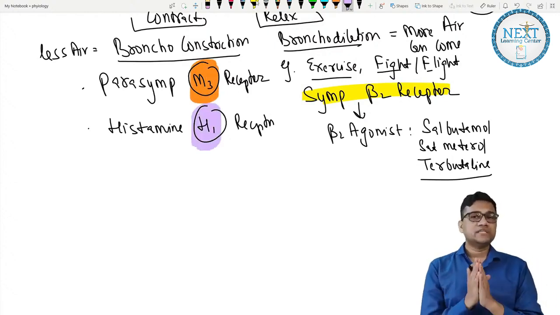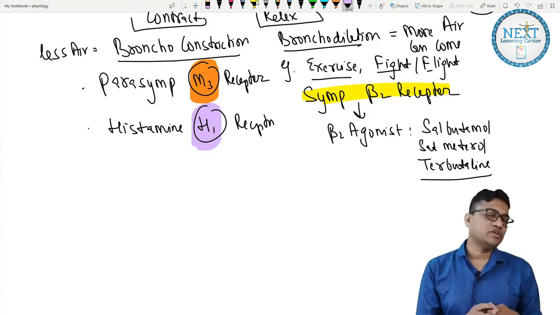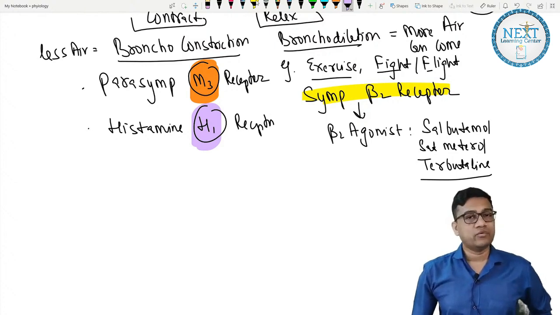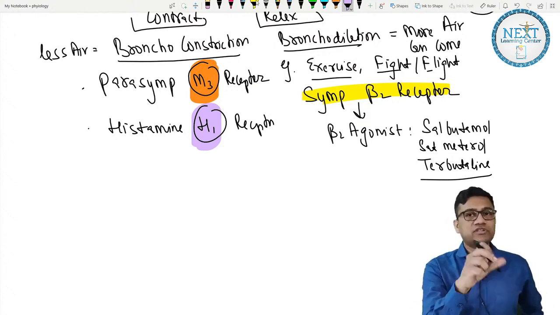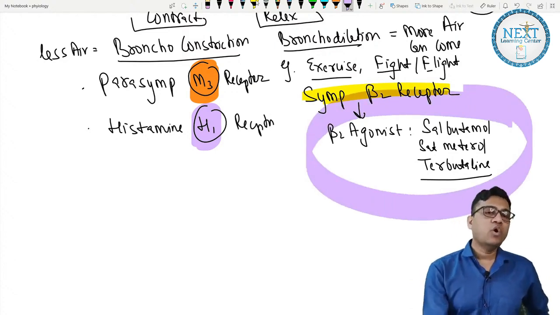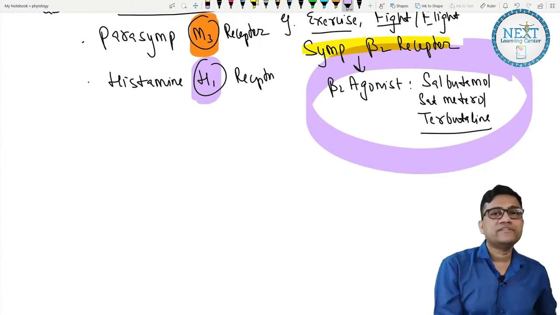Okay, so let me start the story. Any person having any obstruction, what needs to be done? We need to give a bronchodilator. Bronchodilators can be of three types. One is beta 2 agonist, which I have discussed already, or the one which blocks the histamine release, like sodium chromoglycate. I'll tell you. First let me start with a very basic thing.